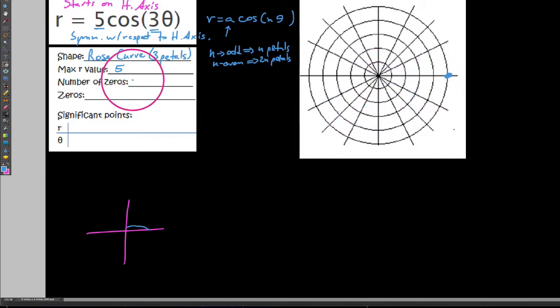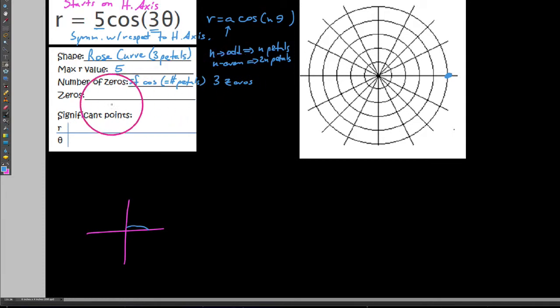So in terms of the number of zeros, if it's cosine, then it equals the number of petals. If it's sine, it's always 1 more than the number of petals. So in this case we have 3 zeros, and we want to find them all.